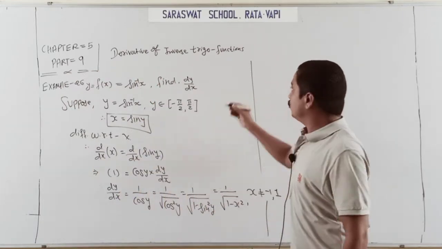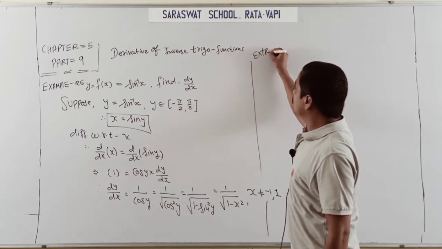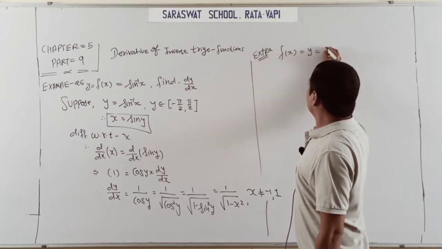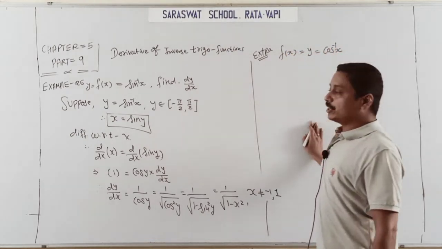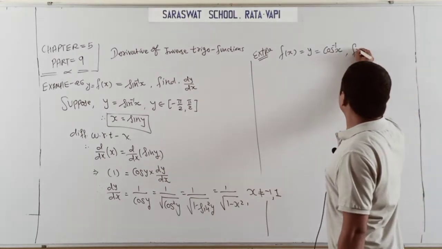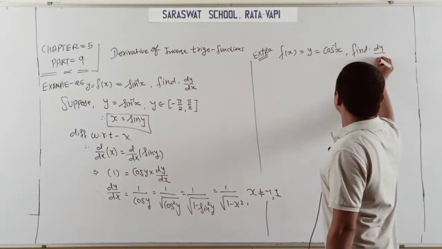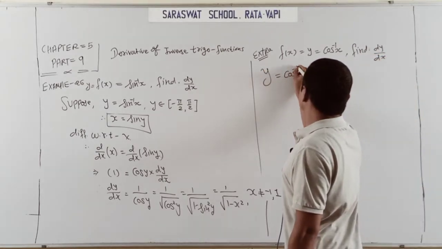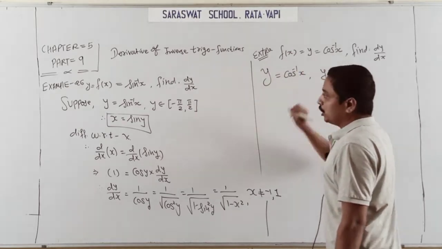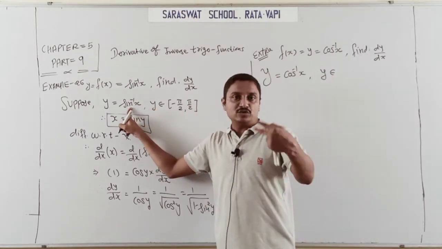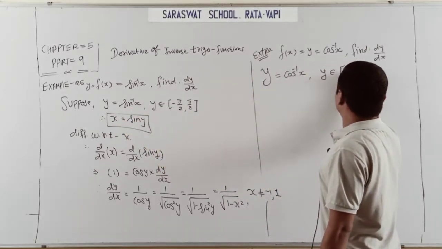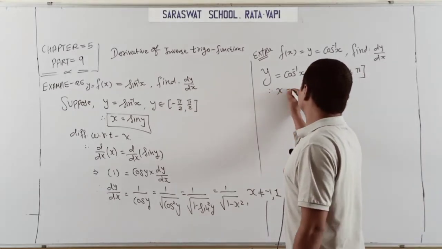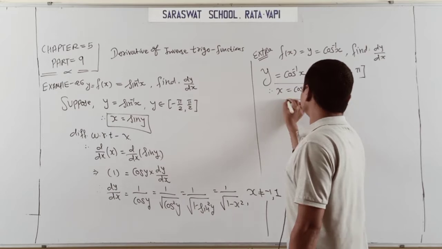After that I go to extra numericals. Not given in your textbook, but here I show you extra. f(x) is cos inverse x, your data, and find dy by dx. Sometimes only f(x) is given, so you assume that y is equal to cos inverse x, where y belongs to your range. Here the range is limited to 0 to pi, close bracket. Yes. So what is x? Yes, it is cos y.